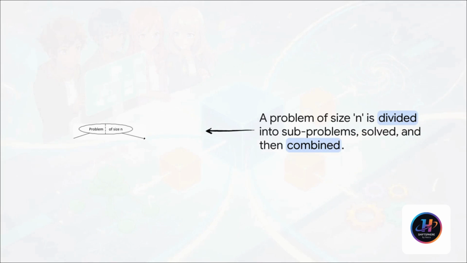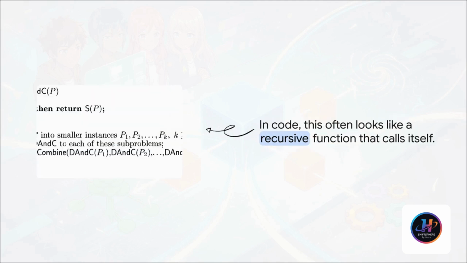Imagine you have a big problem, let's call it size n. That divide step splits it into smaller pieces. The conquer step tackles each of those on its own. And then that combine step brings the results back together. That's the core loop, the mantra, really. Divide, conquer, combine.